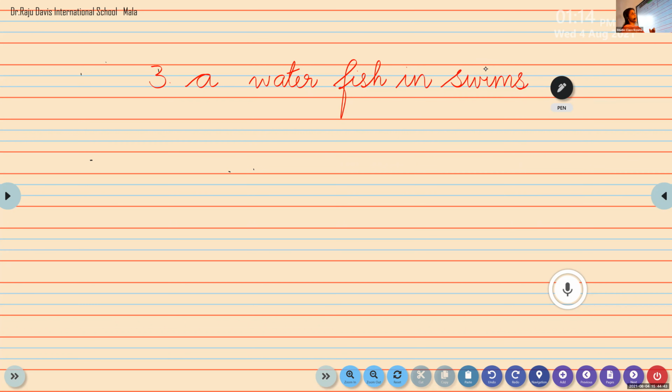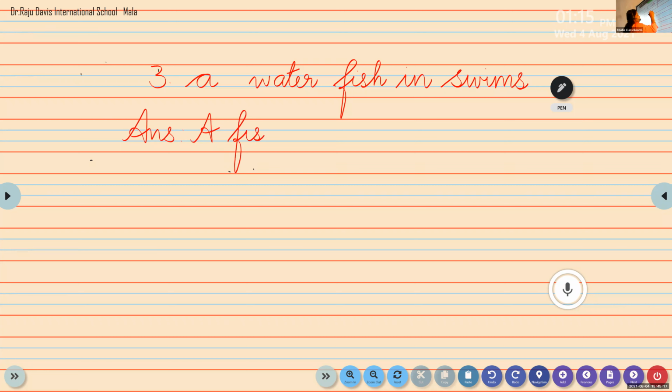So these are a few words. What do we have to do, my dear children? Come on, tell me. We have to rearrange them. When we rewrite, we have to rearrange the words so it makes a meaningful sentence. Read the words: a, water, fish, and swims. What is the sentence about? It talks about a fish. Yes, very good. So let's write about the fish.